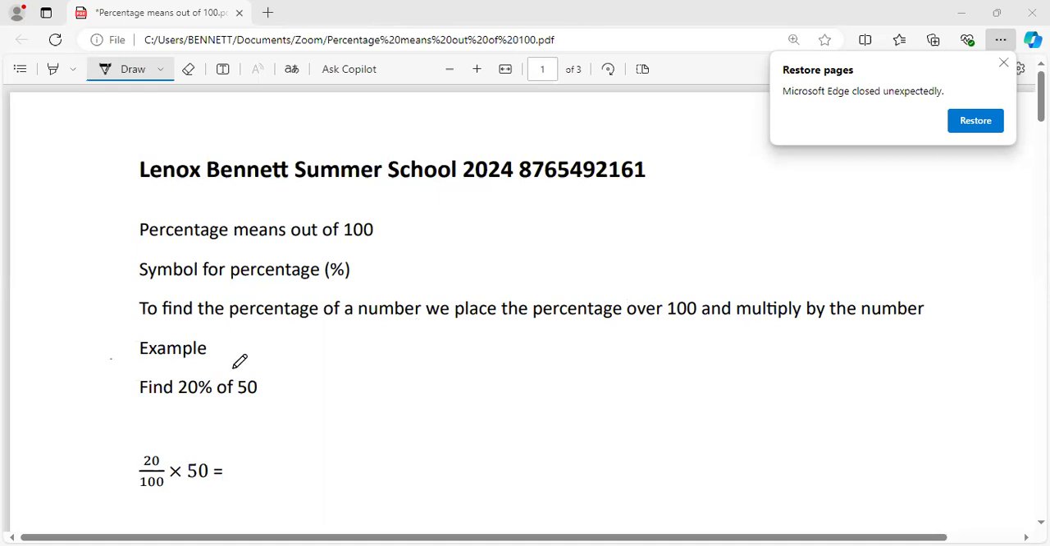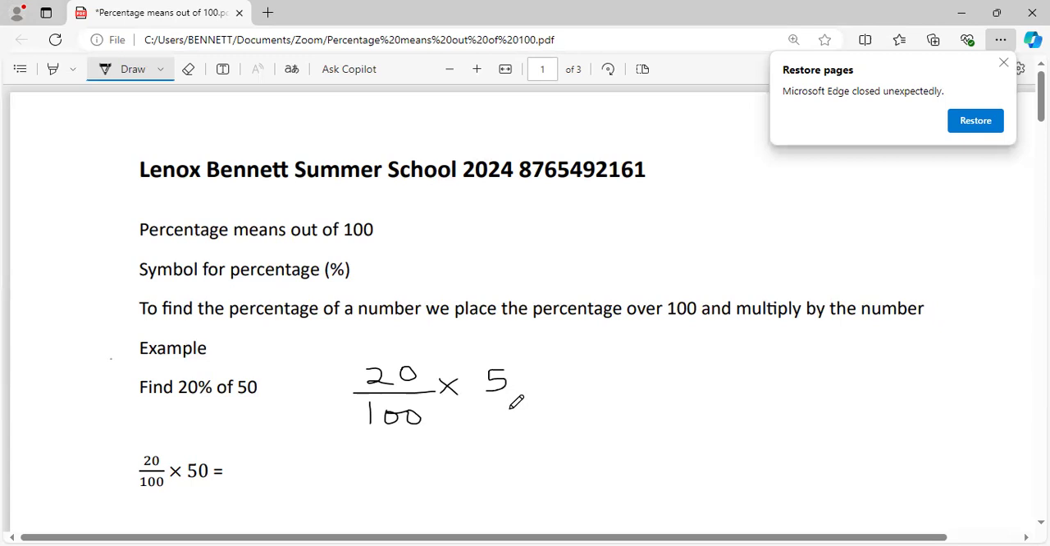And here's the first example. It says find 20% of 50. And also, guys, of means to multiply. Remember when we're doing the 4 basic operations, and we say of means to multiply? Yeah. Same thing as product. So it's 20%. Since percent means out of 100, we put 20 out of the 100 times the 50.